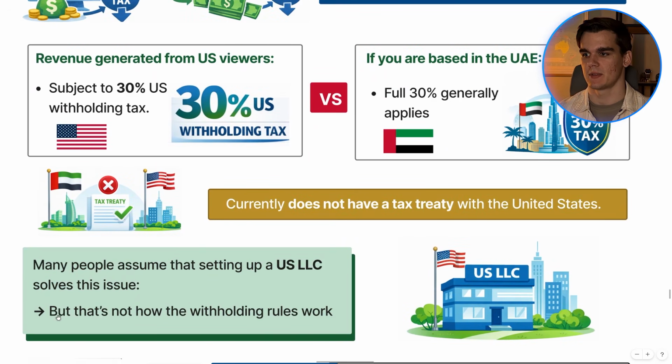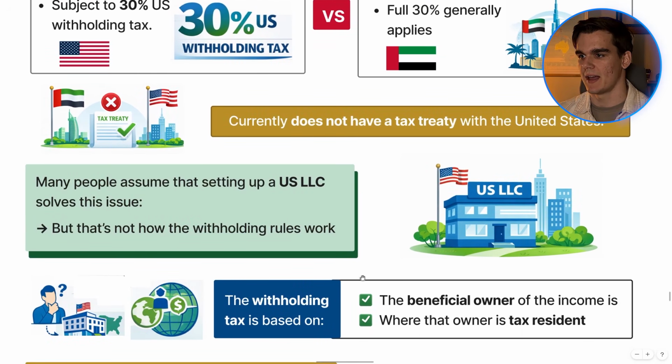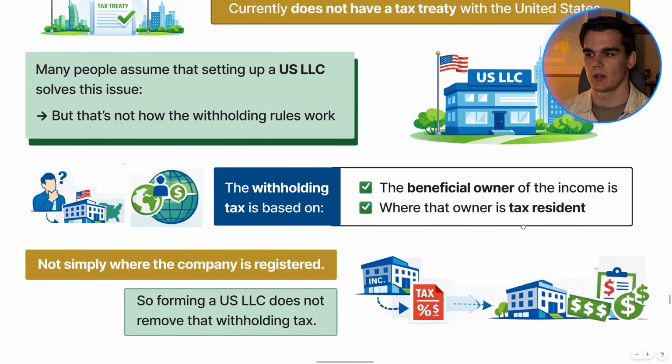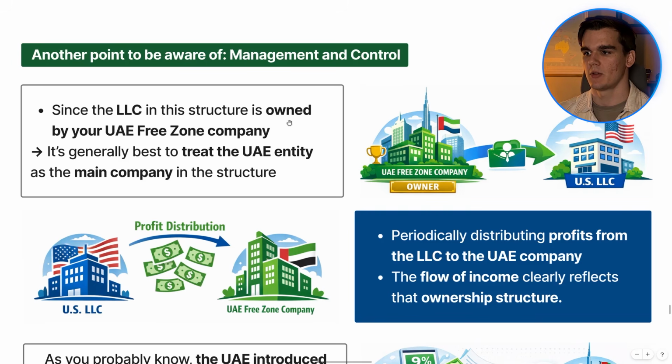Many people assume that setting up a US LLC solves this issue, but that is not how the withholding rules work. The withholding tax is based on who the beneficial owner of the income is and where that owner is tax resident, not simply where the company is registered. So forming a US LLC does not remove that withholding tax.